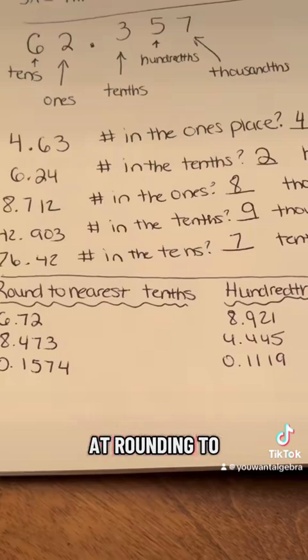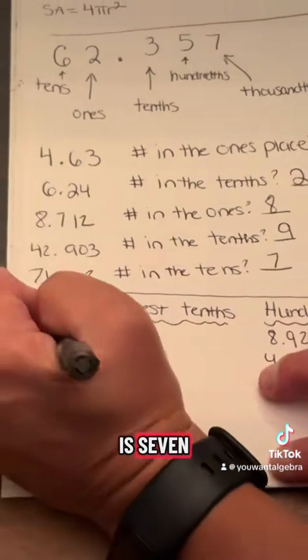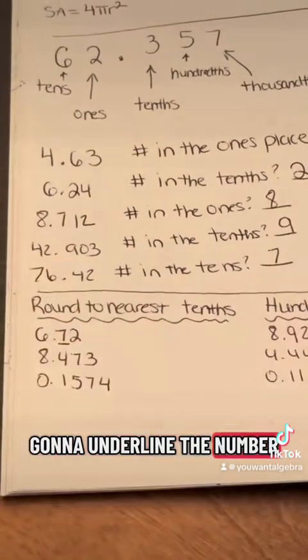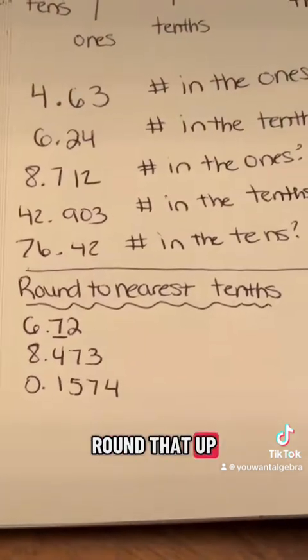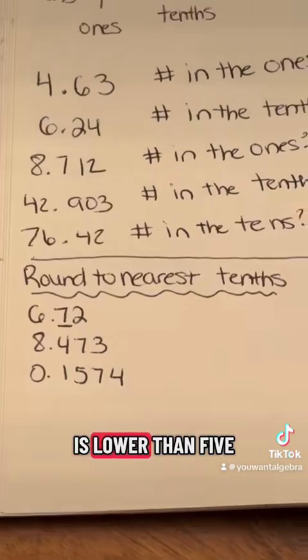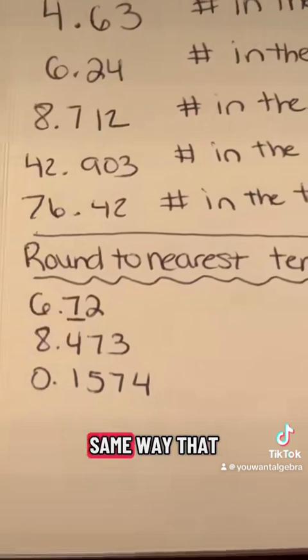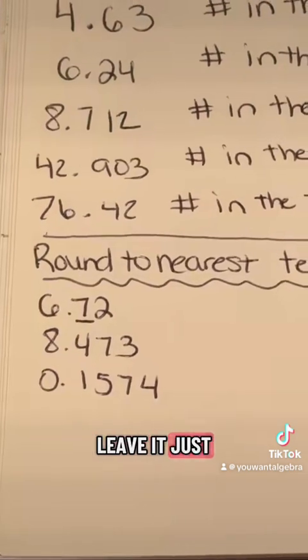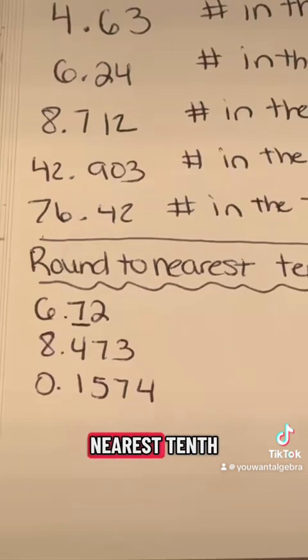When we're looking at rounding to the nearest tenths, we do want to make sure, again, to underline the number that we're looking at. In this case, the first one is 7. We're going to underline that number, and we're going to decide the number after it is a 2. Do we want to round that up or keep it the same? We're going to keep it the same because 2 is lower than 5. So we're going to leave it just the way that it is and just take that 2 off of it. And that's going to keep it the way that we want it to be rounded to the nearest tenth.